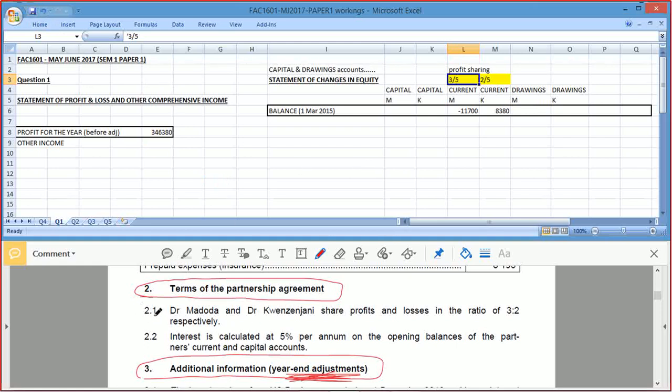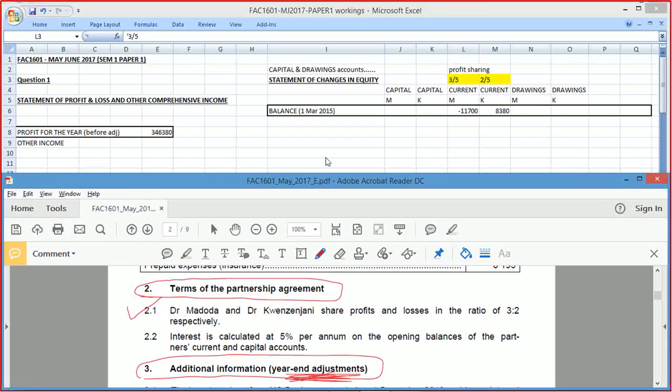Okay, do I need 2.2? What is 2.2 focusing on? I'm just looking. Interest is calculated at 5% per annum on the opening balance of the partners' current and capital accounts. Yes, you will need it. Okay, so what do I do with this? You have to work out the 5% for each partner on their capital and current amounts. Correct. Who pays for this amount? The partnership. The partnership, exactly.